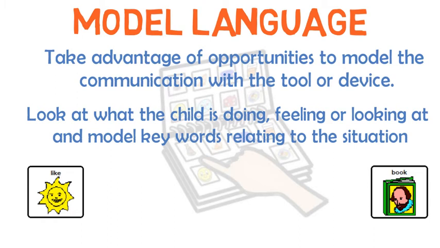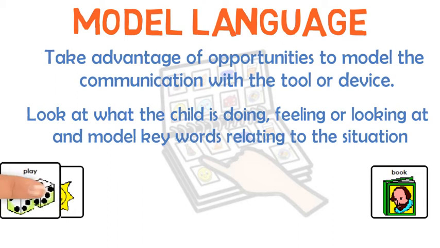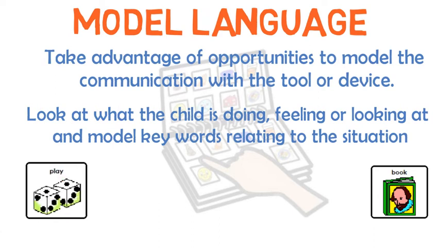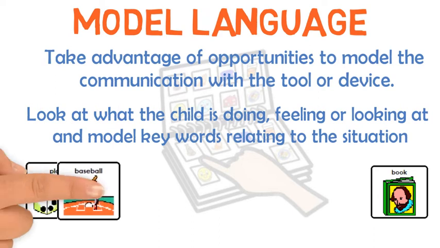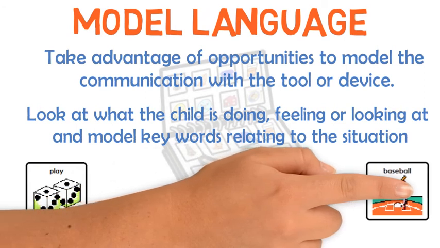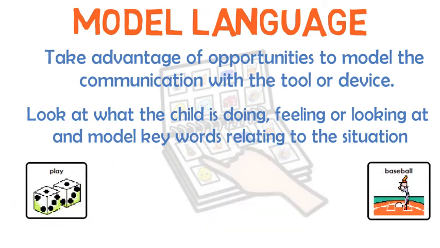Look at what is happening around you and the child. Talk about what you see by saying it out loud and pointing to the pictures matching what you are saying. For example, you might comment on what the child's peers are doing. "They're playing baseball." Again, you would emphasize the key words by pointing to play or play plus the word baseball on the communication tool.